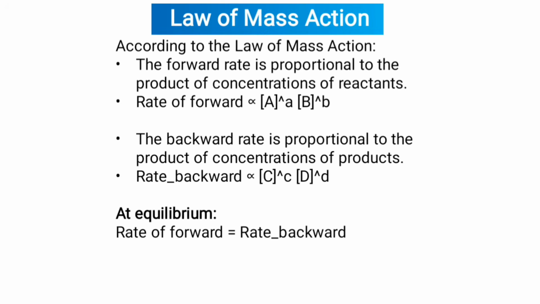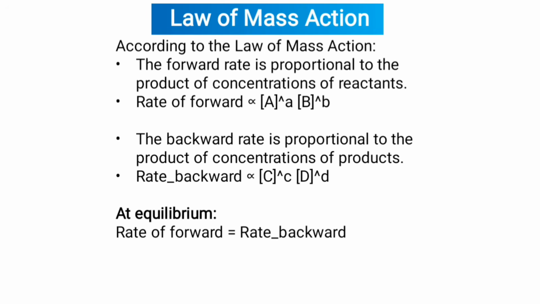According to the law of mass action, the forward rate is proportional to the product of concentration of reactants. Rate of forward reaction is directly proportional to [A]^a [B]^b. The backward rate is proportional to the product of concentration of products. Rate of backward reaction is directly proportional to [C]^c [D]^d.